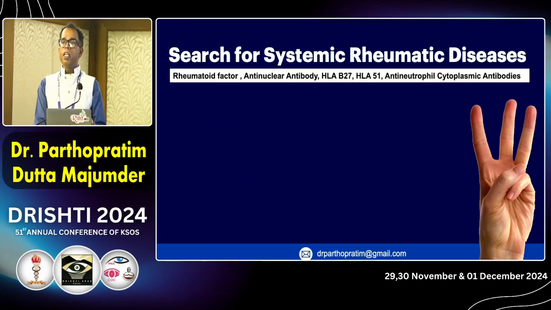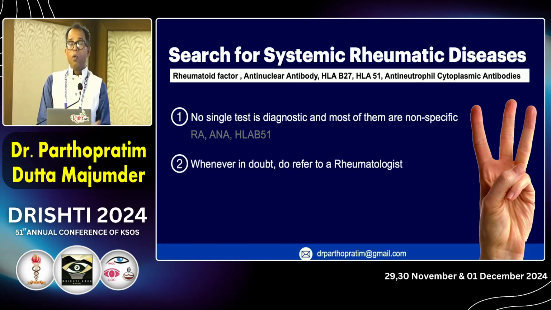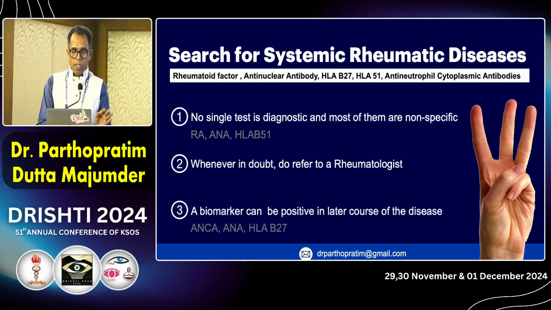Coming to the systemic rheumatic disease, there are so many parameters, but you have to remember 3 important points. One, no single test is diagnostic and most of them are non-specific. Like RA positive does not mean that the patient has arthritis, or ANA positive does not mean that the patient has autoimmune disease. Whenever in doubt, do refer to the rheumatologist to look for systemic evidence.